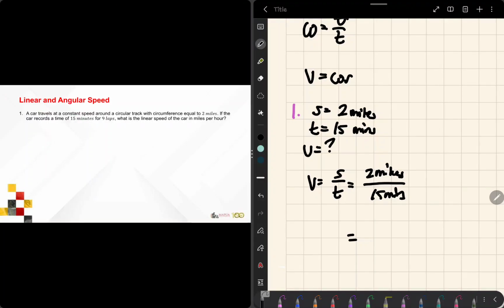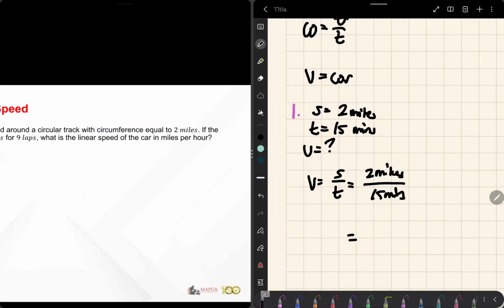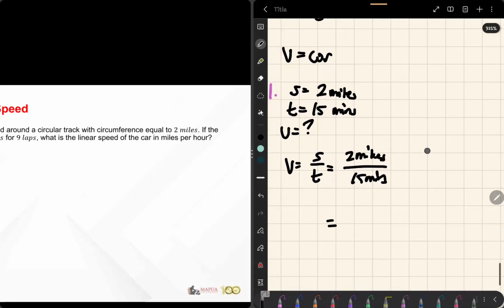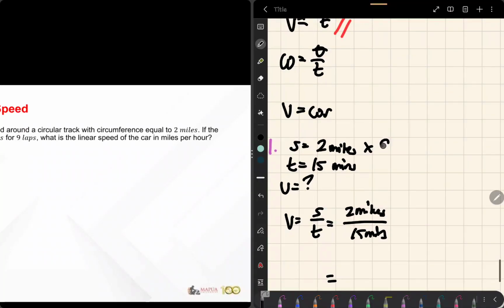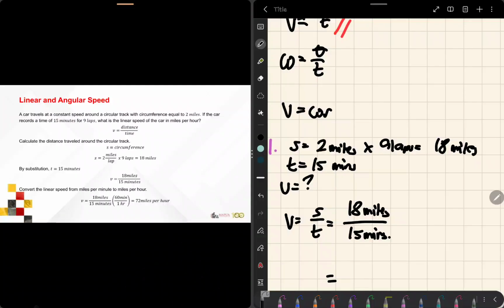So for every lap of the circular track, it is equal to 2 miles. So we have 2 miles times 9 laps. So we have a total of 18 miles. So therefore, our total distance should be equal to 18 miles all over 15 minutes. So now solving for our velocity using our calculators, we just simply divide 18 by 15.